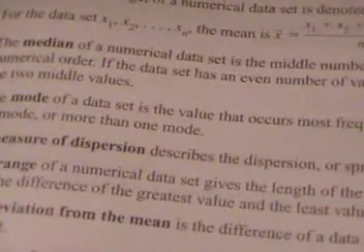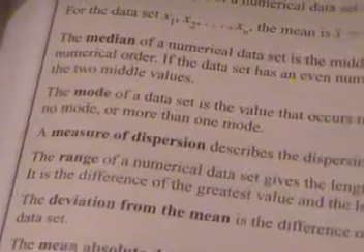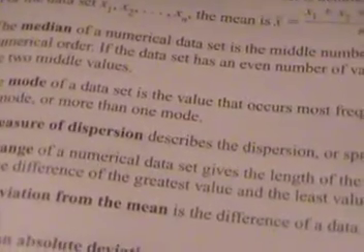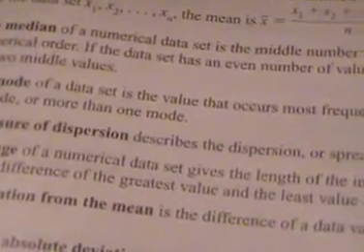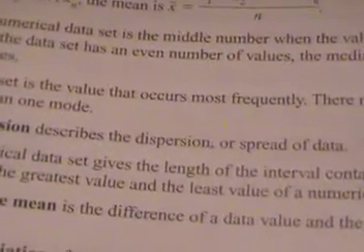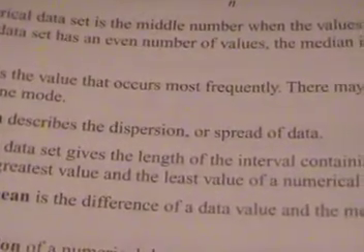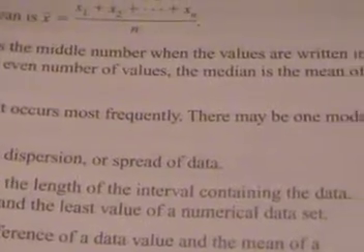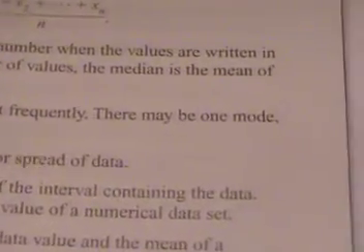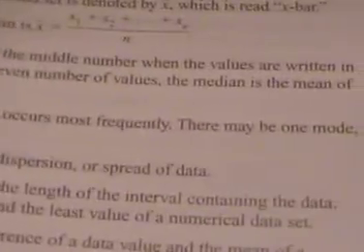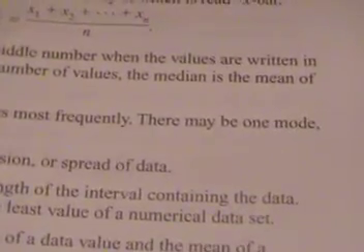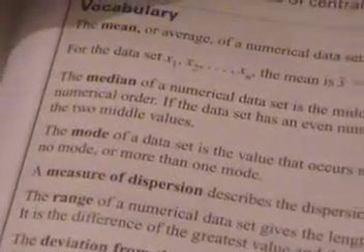And the mode of the data set is the value that occurs most frequently. There may be one mode, no mode, or more than one mode.